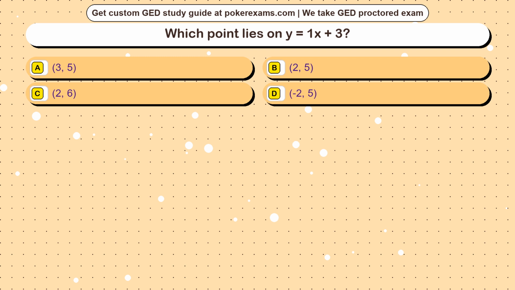Question 12. Which point lies on y equals 1x plus 3? Option A, (3, 5). Option B, (2, 5). Option C, (2, 6). Option D, (-2, 5).